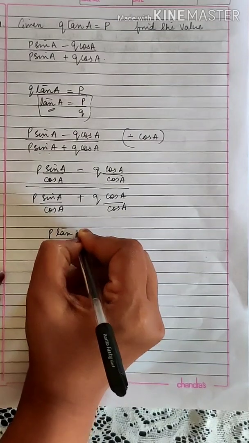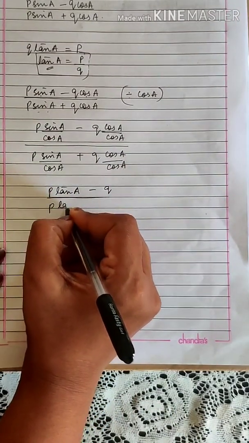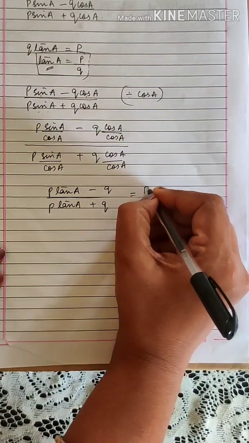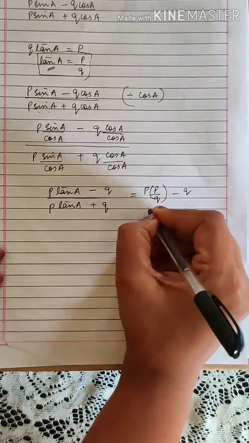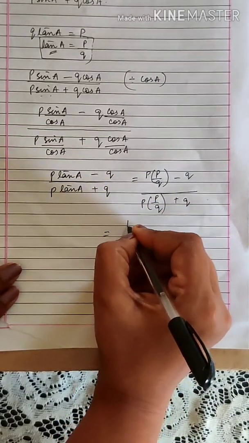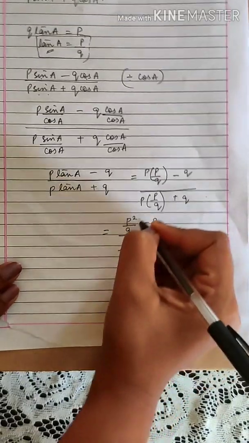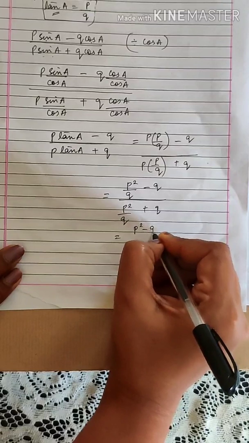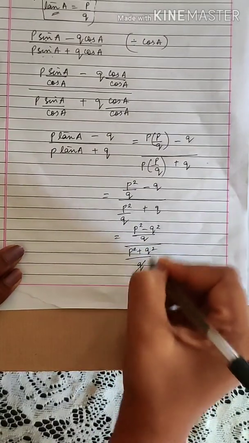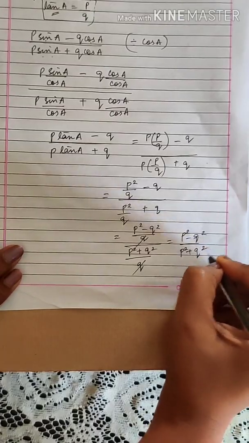So you get P of tan A minus Q, because cos A by cos A will become 1, and the next one will become P of tan A plus Q. Now you can substitute the ratio given here, which is P by Q. So P of P by Q minus Q upon P of P by Q plus Q. So this will become P square by Q minus Q upon P square by Q plus Q. So you get P square minus Q square upon Q, and in the denominator you get P square plus Q square by Q. Q and Q get cancelled, so your final answer will be P square minus Q square upon P square plus Q square.